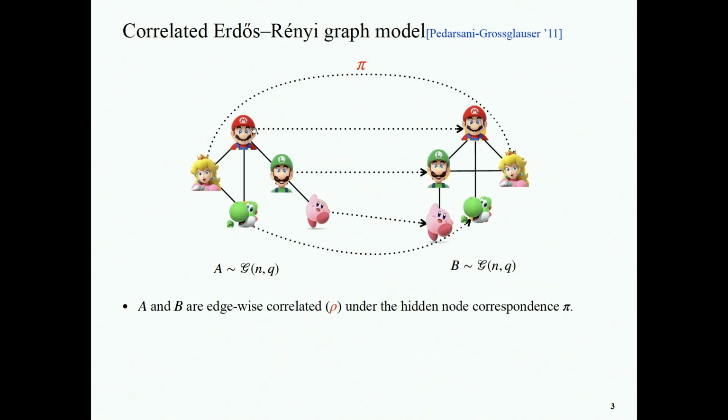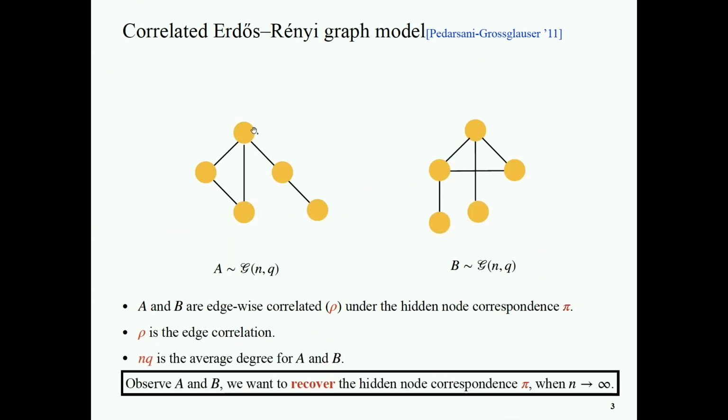The two networks correspond to the same group of people from the real world. Whether, say, Luigi and Mario are connected on the first network is correlated with whether they are connected on the second network, and the correlation is captured by the parameter rho. In this example, rho equals 0.8, so these two networks are not isomorphic to each other. When this correlation gets larger, they look more similar to each other in terms of structure. The problem is: suppose I only observe the structure of these two networks, can I find a way to recover the user identities between them?